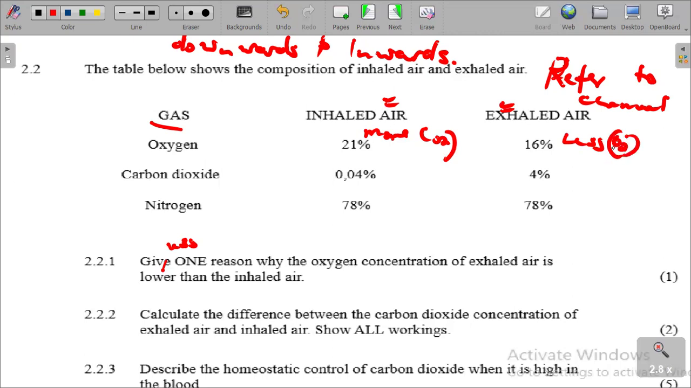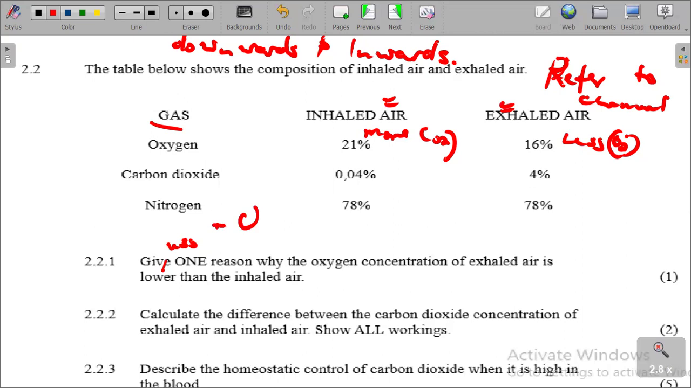What causes that variation? Now what you need to understand is that the reason is because oxygen is absorbed from the air in the alveolus into the bloodstream during cellular respiration. Oxygen is needed during cellular respiration, because oxygen is absorbed from the air in the alveoli during cellular respiration. So it has been used during cellular respiration.